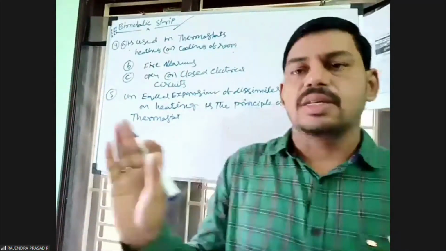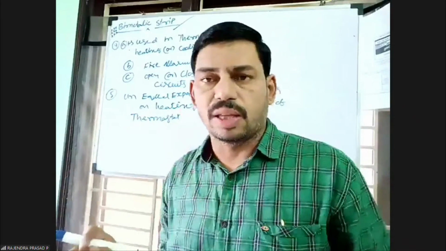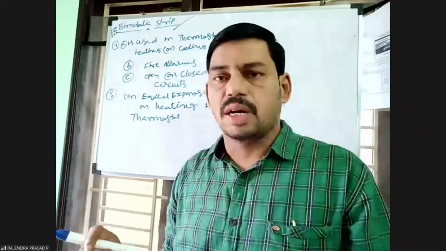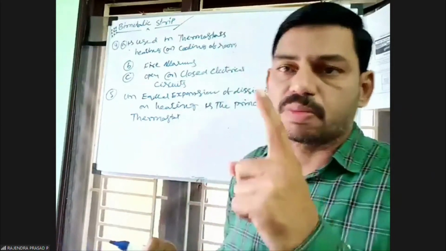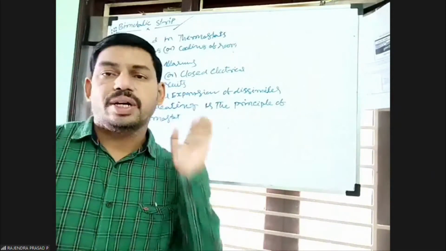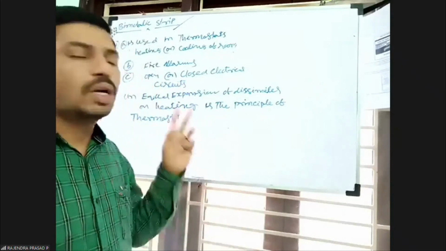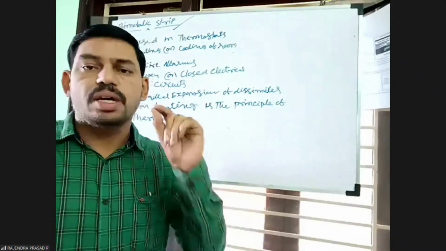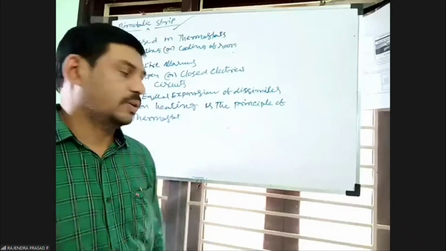For example, two brass strips riveted together is not a bimetal strip. Not two steels, two brass, or two iron. A bimetal strip means 100% two different materials, and their coefficients of linear expansion are also different. Materials with different coefficients of linear expansion riveted together to form a single strip is called a bimetal strip. It is based on the principle of the thermostat.